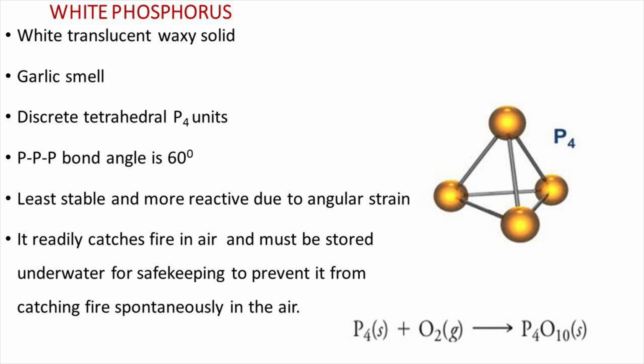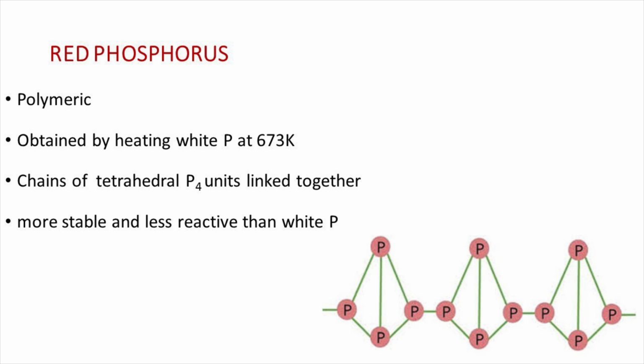White phosphorus is a white translucent waxy solid with a garlic smell. It consists of discrete tetrahedral P4 molecules. The PPP bond angle is 60 degrees. It is least stable and more reactive due to angular strain. It readily catches fire in air and must be stored under water for safekeeping to prevent it from catching fire spontaneously in the air. Red phosphorus is polymeric and it is obtained by heating white phosphorus at 673 Kelvin.